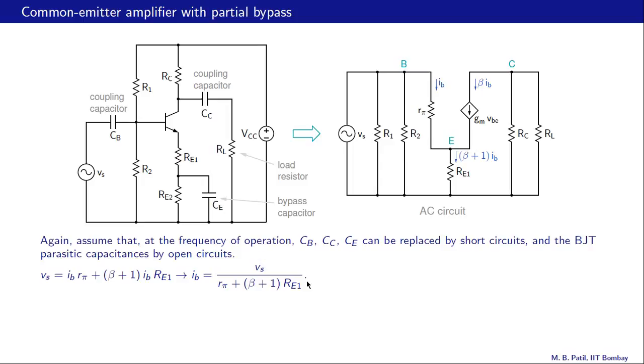Let us write an equation for the source voltage Vs, that is equal to this voltage drop plus that voltage drop. This is R pi times IB, and that is RE1 times (beta plus 1) IB, which is the same as the emitter current. So we have Vs equal to IB times R pi plus (beta plus 1) IB times RE1, and that gives us IB.